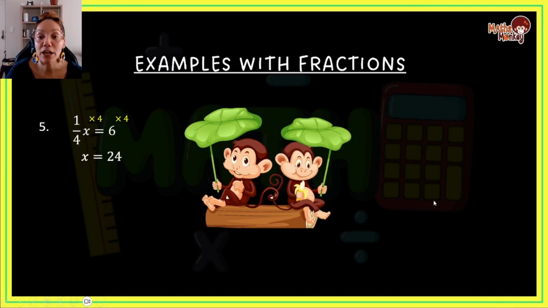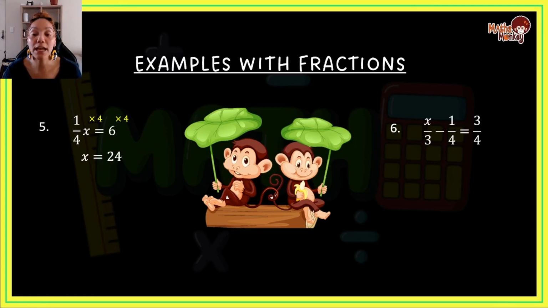Now, if I look at the next question, have a look here. We've got x over 3 minus a quarter is equal to 3/4. So we want to find out what is x. But now, do you notice here, we can't just multiply by the denominator because we have two different denominators, right? So what you're going to do is find the lowest common multiple between 3 and 4. So you write down the multiples of 3 and you write down the multiples of 4, and you see what is the smallest number that both of them have in common. And in this case, it's 12. Okay, so you multiply each of them now by 12, right?